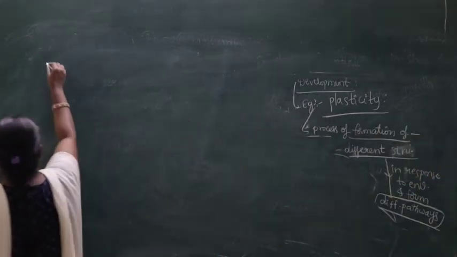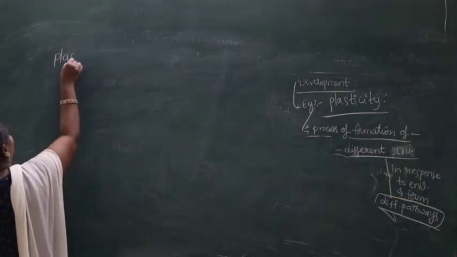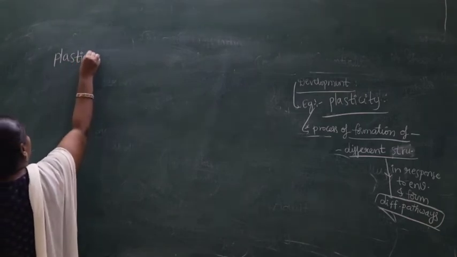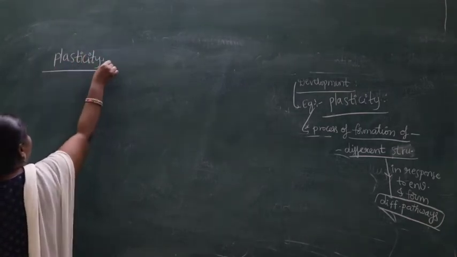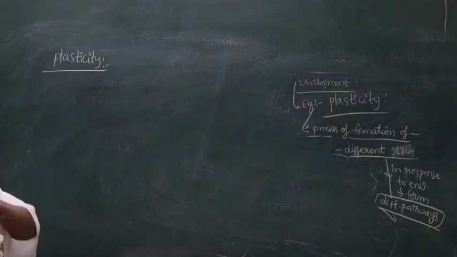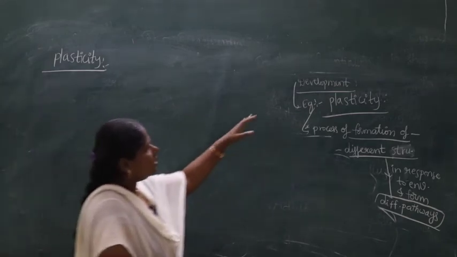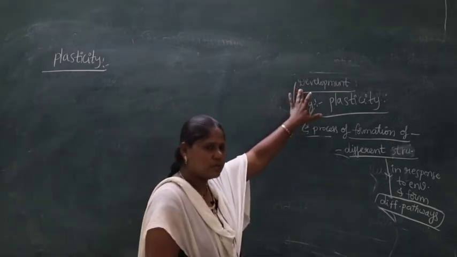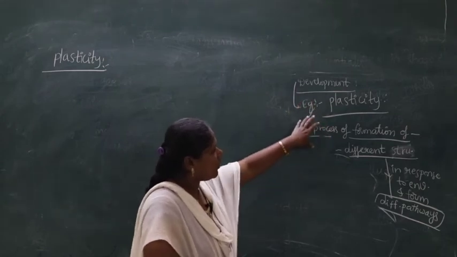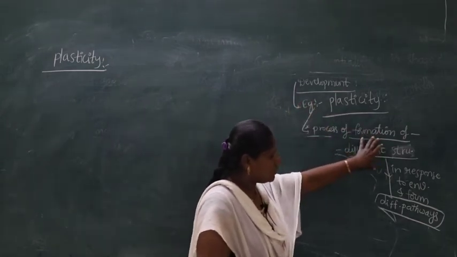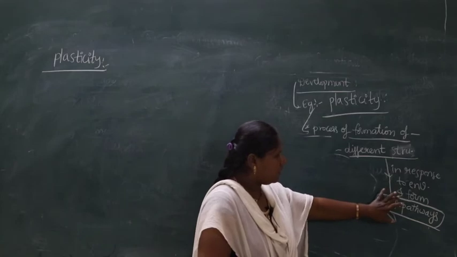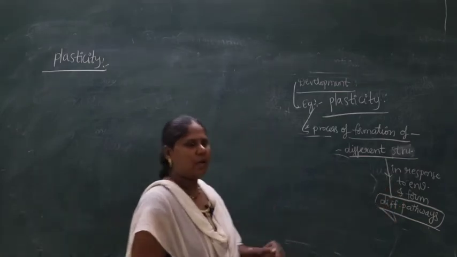So, what are we discussing here? We are discussing plasticity. What is plasticity? Example for development. What is plasticity here? A process of formation of different structures in response to environment and forms different pathways.